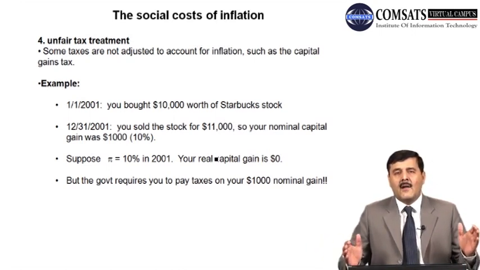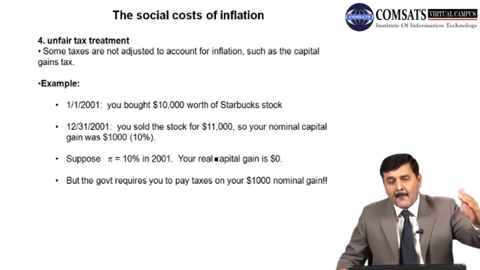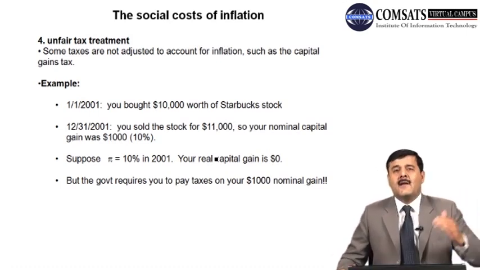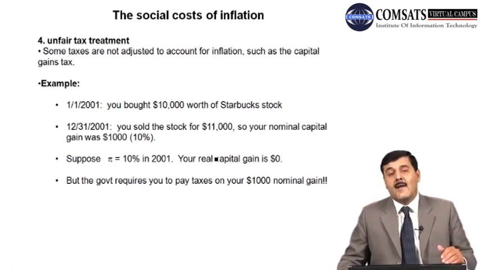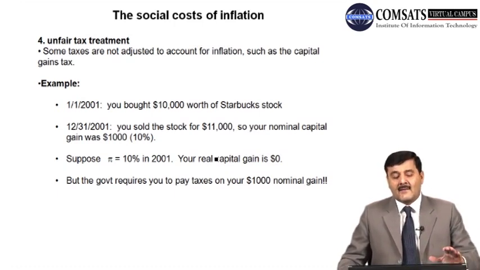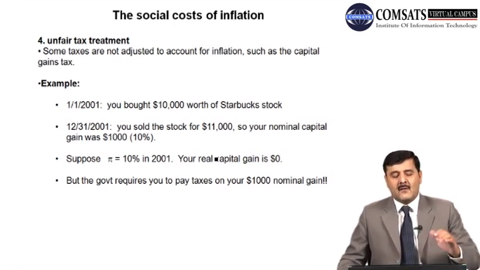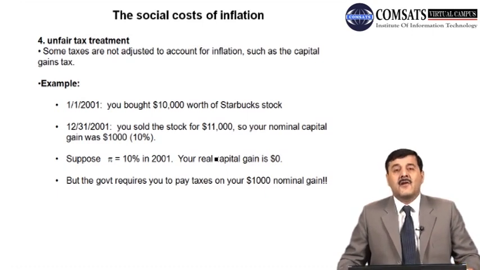Basically you are gaining on your capital, but when we consider that there is inflation in the country, inflation in the economy, then you are bearing a certain cost on that also, right? So your capital increased by 10% and inflation also rose by 10%, so your net real capital gain is zero. But the government requires you to pay taxes on it. The government will say, because your capital has increased by $1,000, you have to pay the taxes, and that is the cost that you are going to pay. So this is known as unfair tax treatment, right?